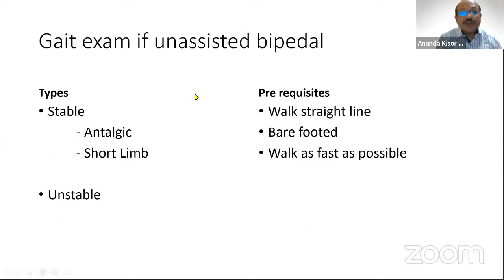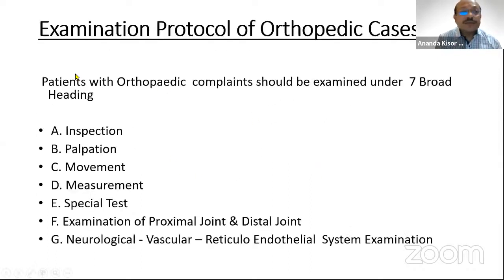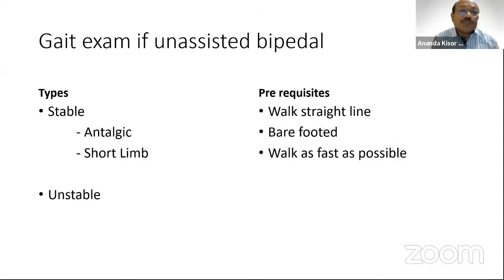Like inspection, it may be divided into attitude and deformity. Next is the swelling or wasting, and the skin abnormality. But for the lower limb, it is most important that we see the gait examination. So how to get it examined? What are the prerequisites? The patient should be walking barefooted. Basically we are doing a non-instrumental observational gait analysis. So we have to instruct the patient to walk barefooted, walk in a straight line, and walk as far as possible, as fast as possible, which is most important.